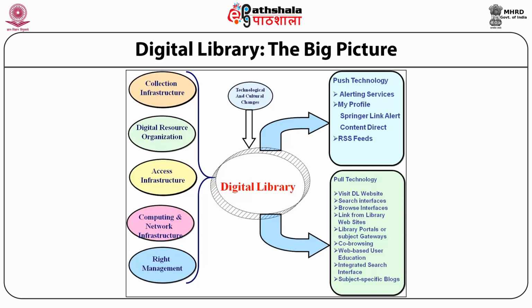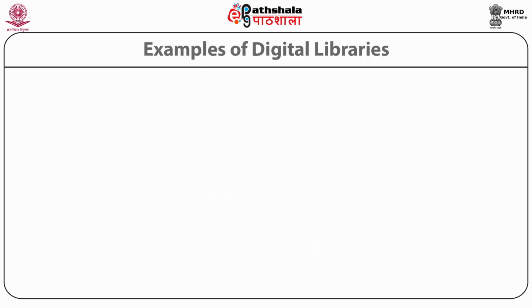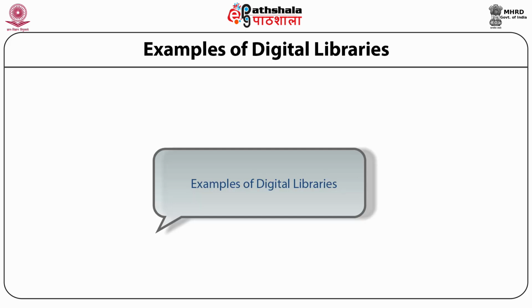Digital library services can broadly be divided into two categories, namely traditional library services modified for the digital environment and new services. Some of these services are offered by the digital libraries themselves, whereas other services are offered by the hybrid libraries with an objective to facilitate access to digital collections subscribed by them. Now let us examine some examples of digital libraries.